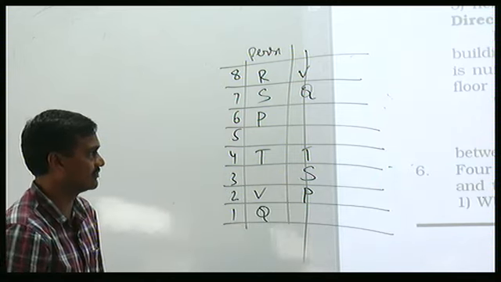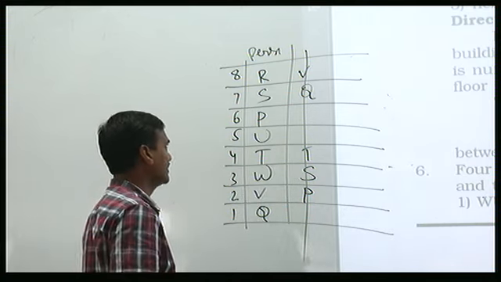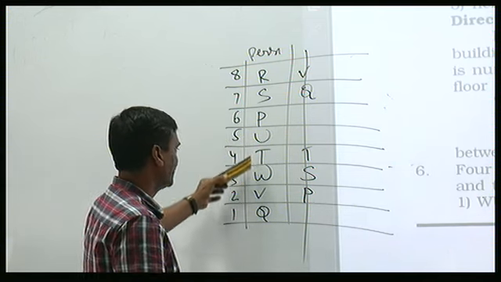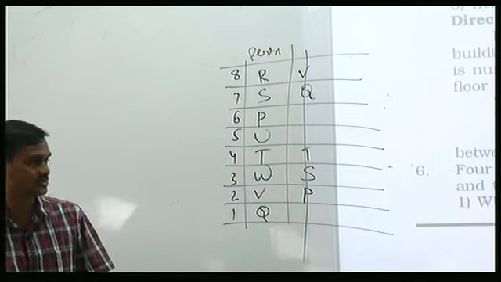And U lives on one of the floors above W. U is on one of the floors above W. Then what is the order here? R, S, P, U, T, W, V and Q. Clear now? Then question number 6 to 10.